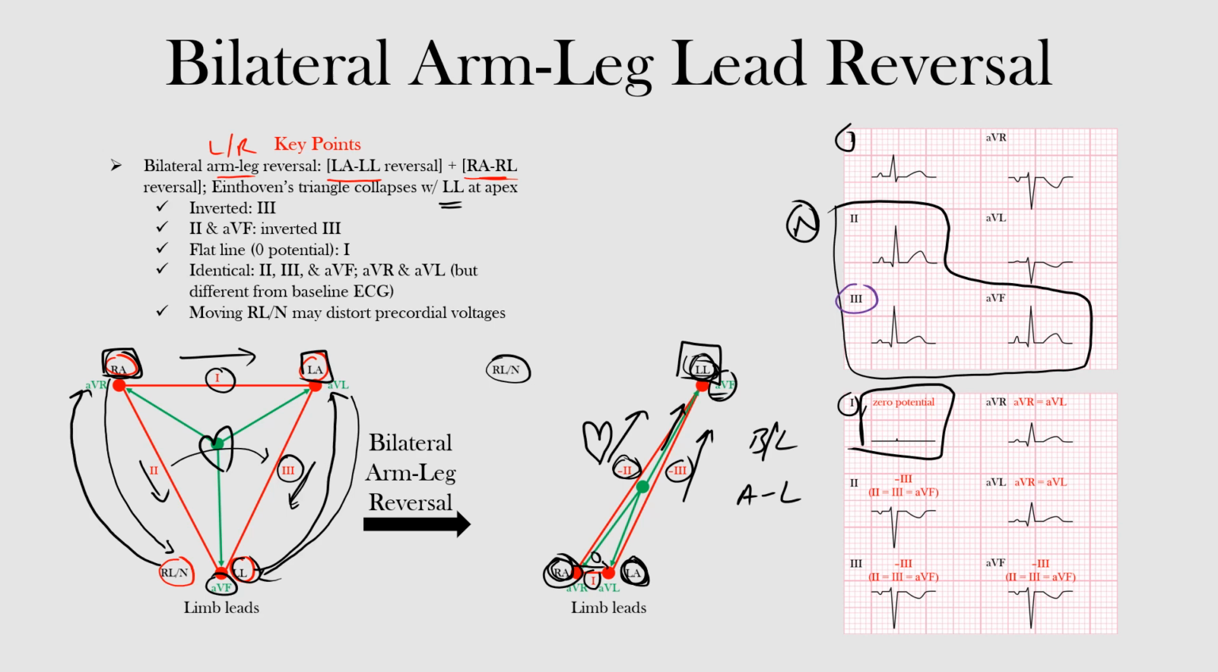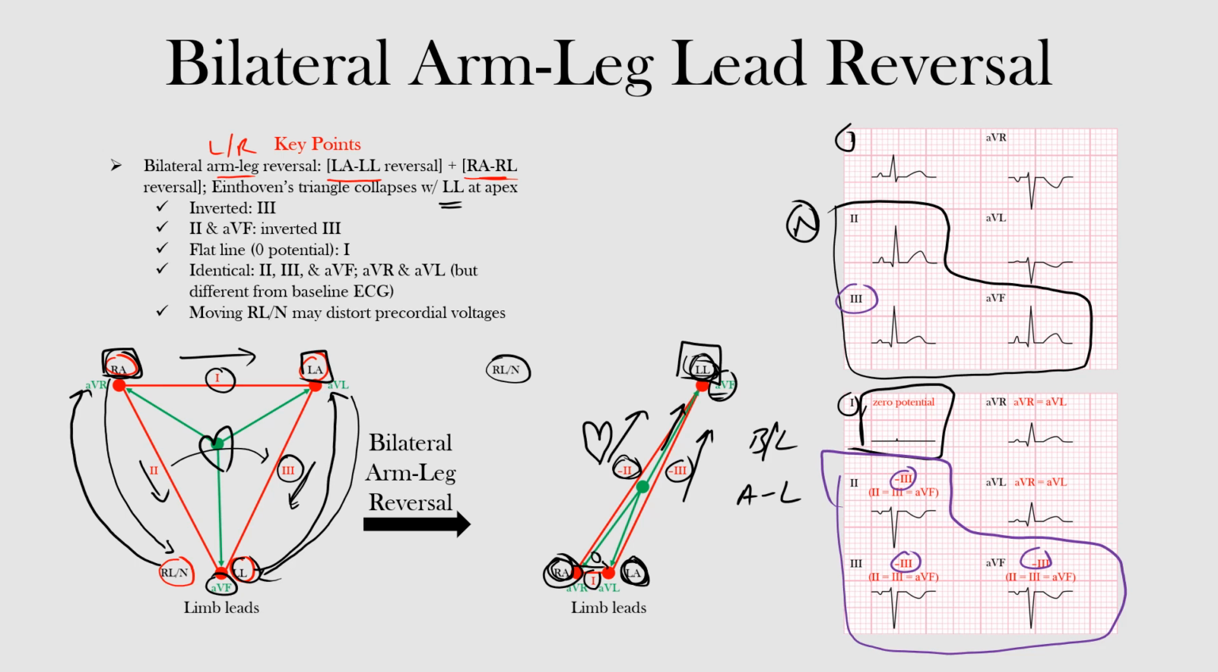Okay, so we can see that here these are all inverted lead 3s, and these are our inferior leads pretty much being the same. So again, lead 1 is 0 potential, or a flat line, and our inferior leads are becoming inverted replications of lead 3. Okay, so hopefully that's making sense so far.